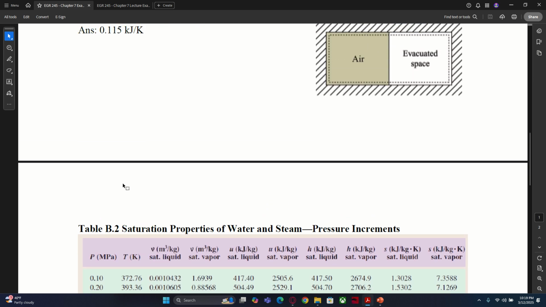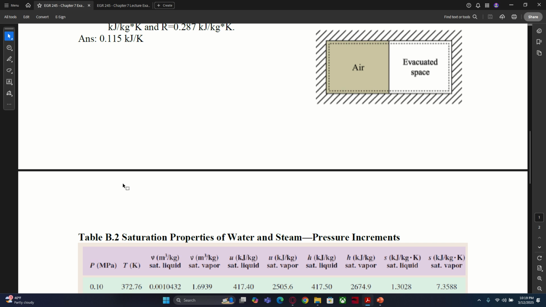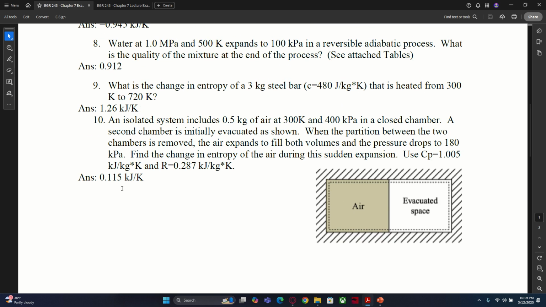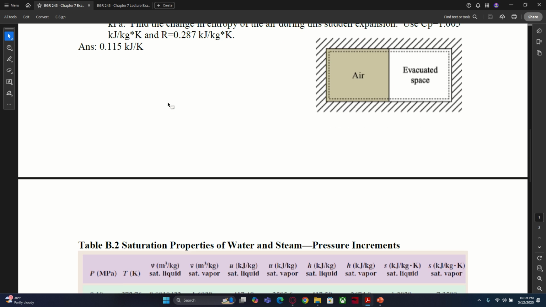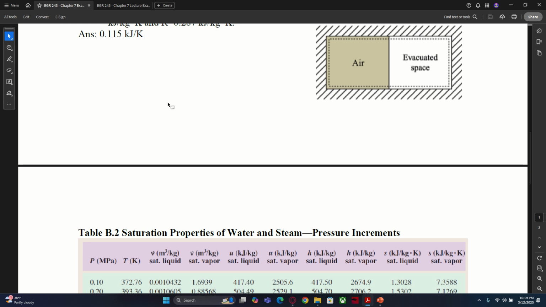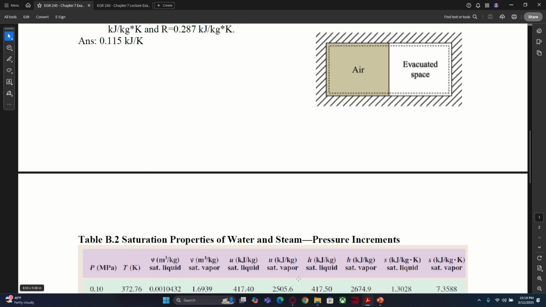looking at our pressure of 0.1 megapascals, S for the liquid, 1.3028, S for the vapor, 7.3588. That's because in our question, water is expanding in a reversible process, so we're going through table B.2 for our saturated liquid and saturated vapor parameters.